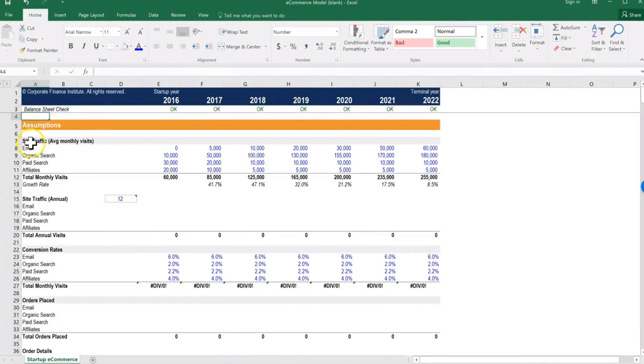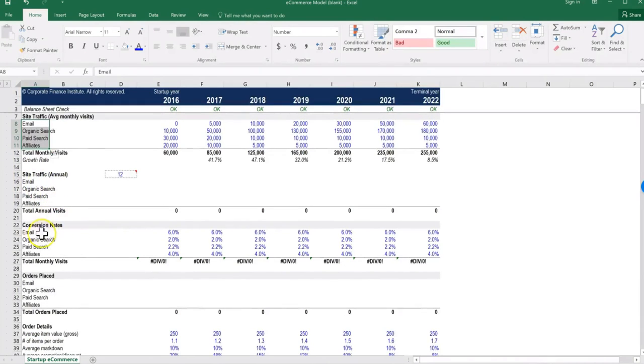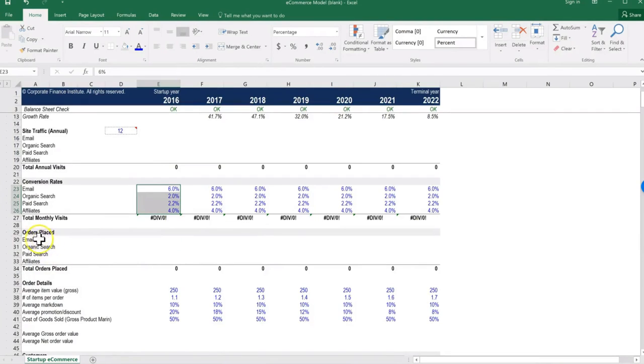We're going to start by building up site traffic as measured in average monthly visits. If you recall from earlier in the course, there are 4 main channels for this business: email, organic search, paid search, and affiliates. We're then going to build up from monthly visits to annual traffic. We have an assumption for conversion rates, again by channel, a unique conversion rate assumption per channel, and that will drive the number of orders that are placed by channel.